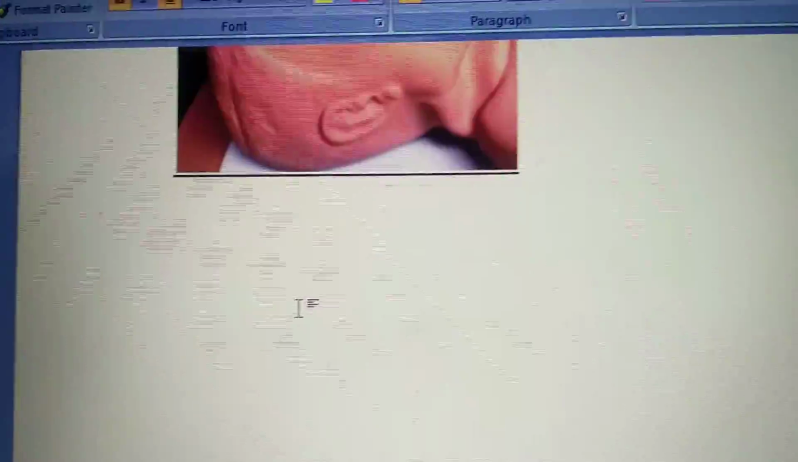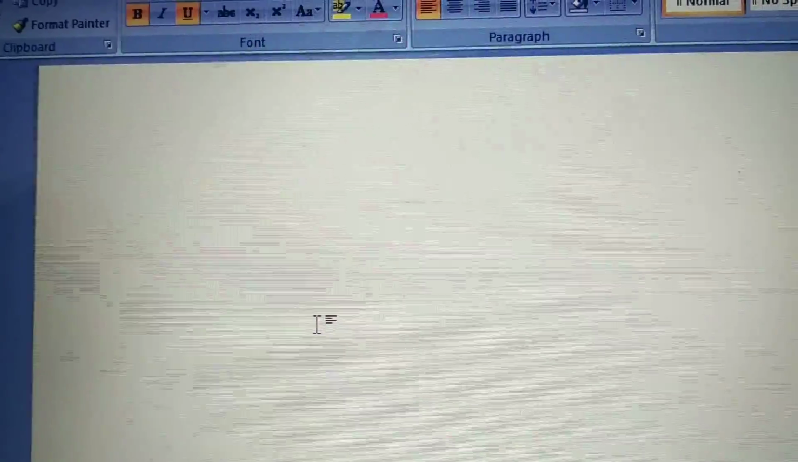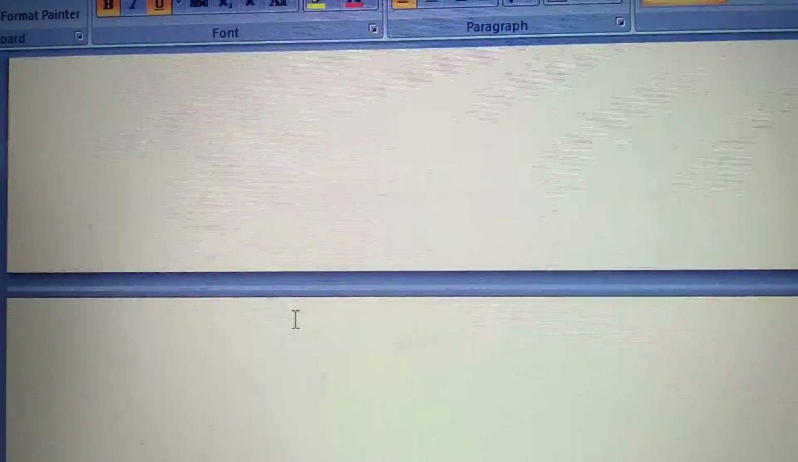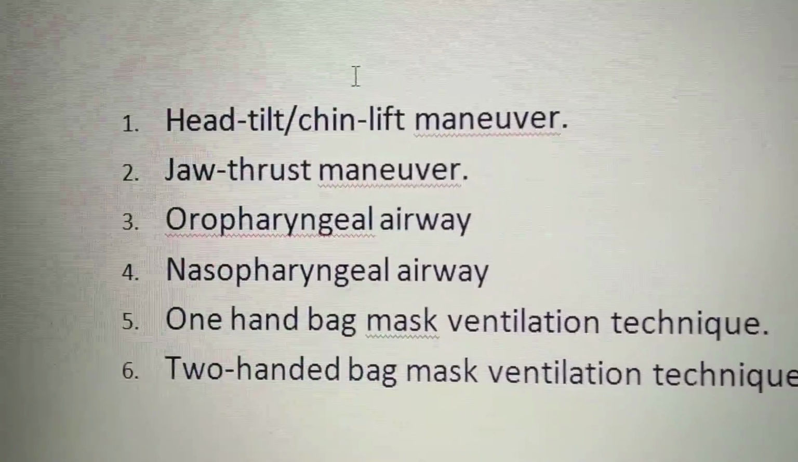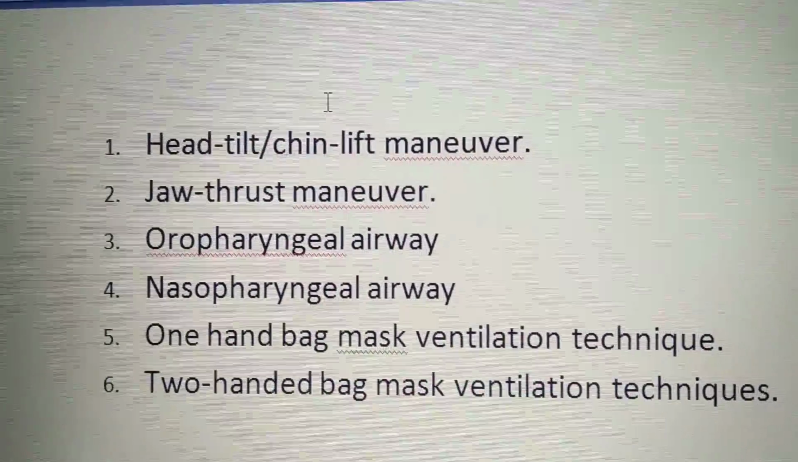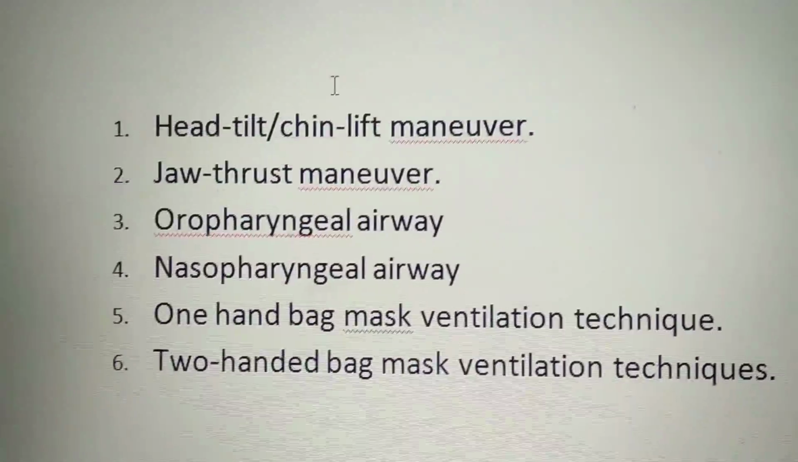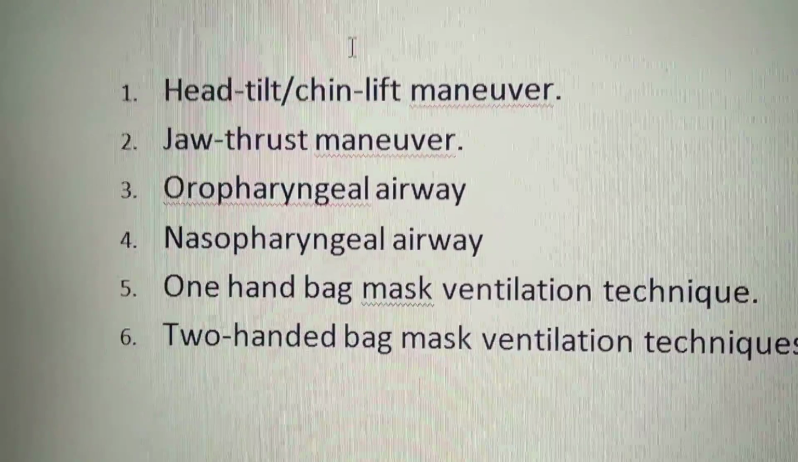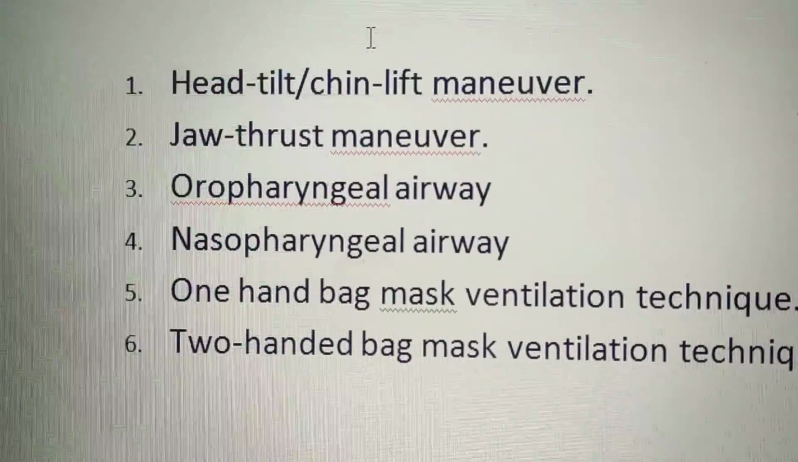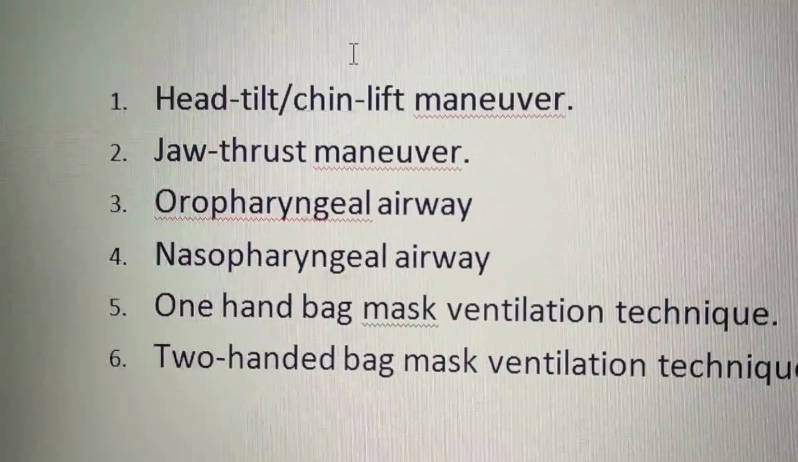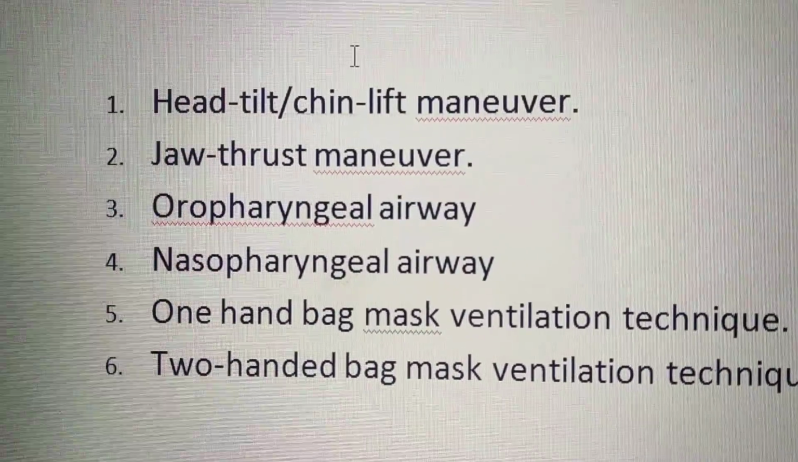To summarize the airway management procedures, head tilt, chin lift maneuver. Head will be tilted backwards and chin will be lifted forward. Jaw thrust maneuver, where the jaw will be pulled forward. Along with the tongue will move forward. Oropharyngeal airway, where you put the tube through the oropharynx. Nasopharyngeal airway, put through the nose and the nasal cavity and nasopharynx.